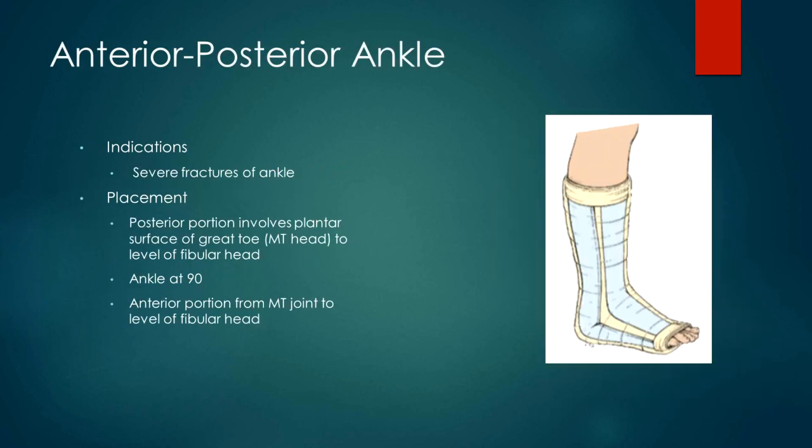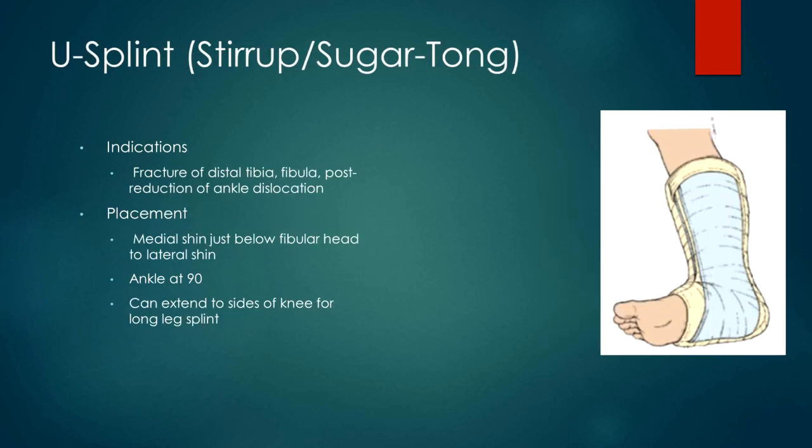So here's an anterior posterior ankle. That's for severe fractures of the ankle. So you want the posterior portion to be just like a posterior long, and then the anterior portion from the metatarsal joint to the level of the fibular head. So kind of hold it in place there.